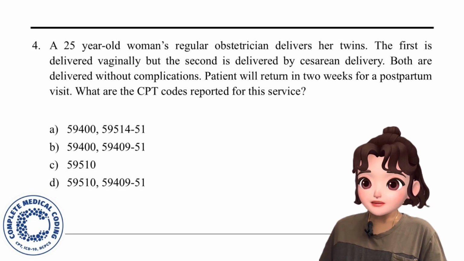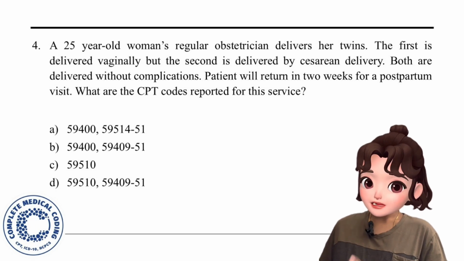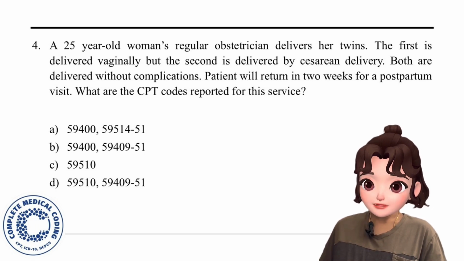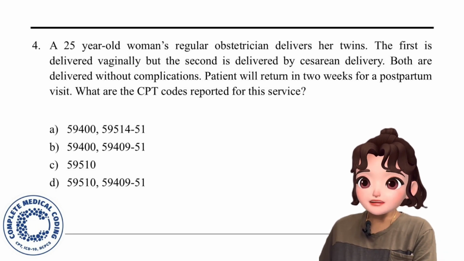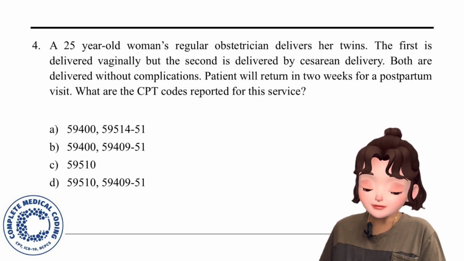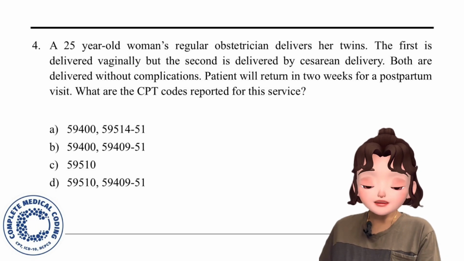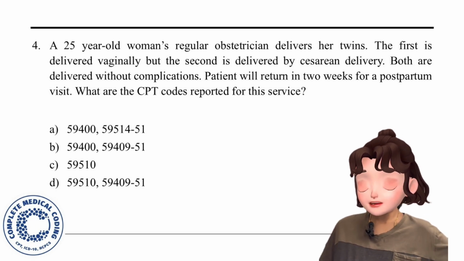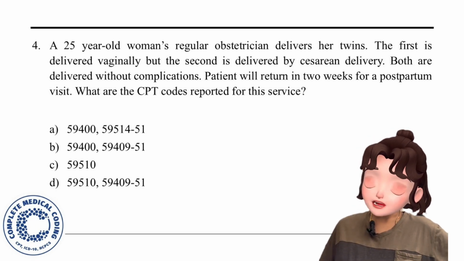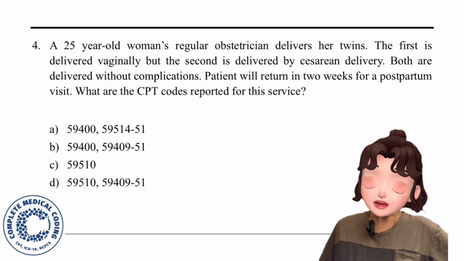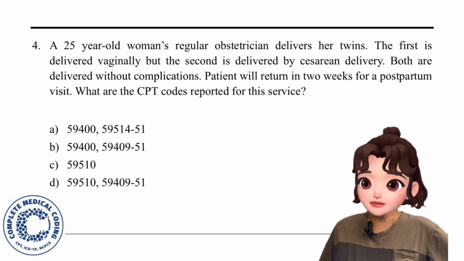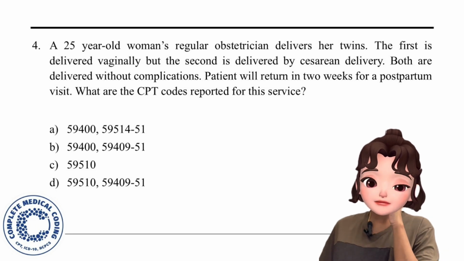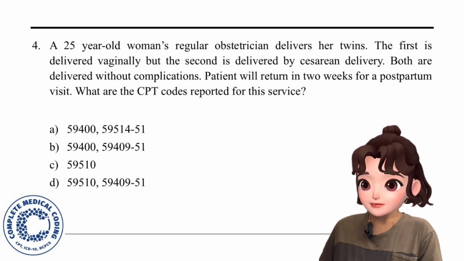In option B also 59400, the vaginal delivery, wrong option. So like this you can skip out the options directly if you know the guideline. What is option C? 59510. That's also another global code. 59510 is routine obstetric care, including antepartum care, cesarean delivery, and postpartum care. Yes, cesarean delivery, this code we need. But that is not the only code for the answer. So option C is also wrong.